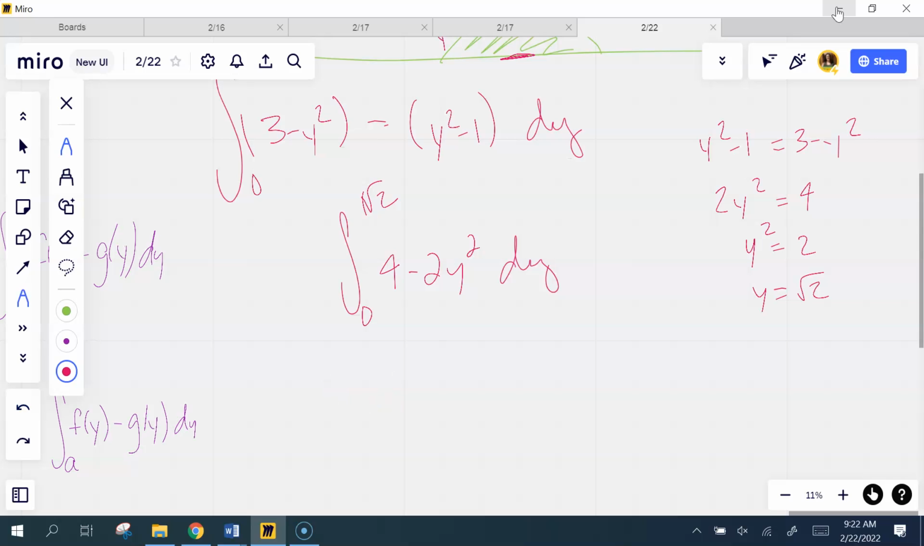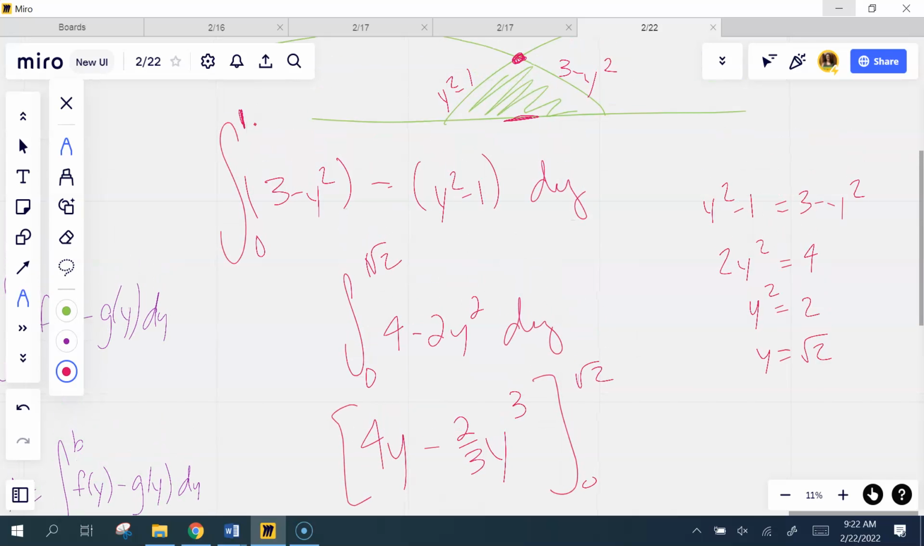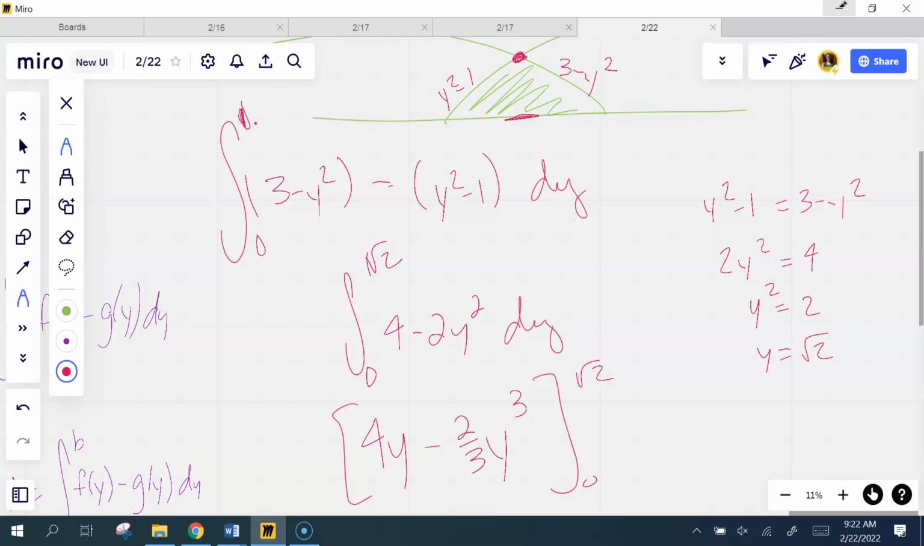Stop. Stop. Antiderivative is exactly right. 4y minus 2/3 y cubed, evaluated from 0 to square root of 2. Now, how'd you go from that to that? Antiderivative. No, I'm talking about 3 minus. No, this is subtraction. You're overthinking it. 3 minus negative 1 is 4. Negative y squared minus y squared is negative 2y squared.